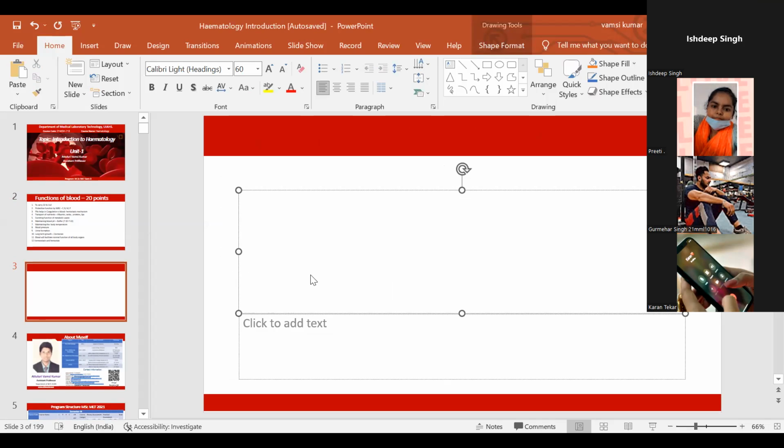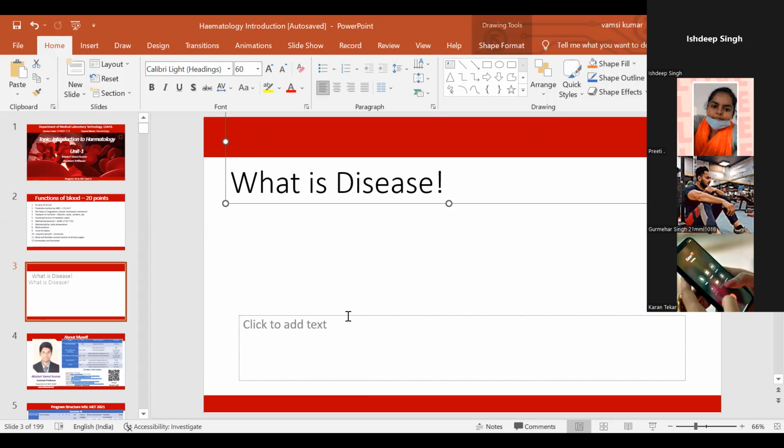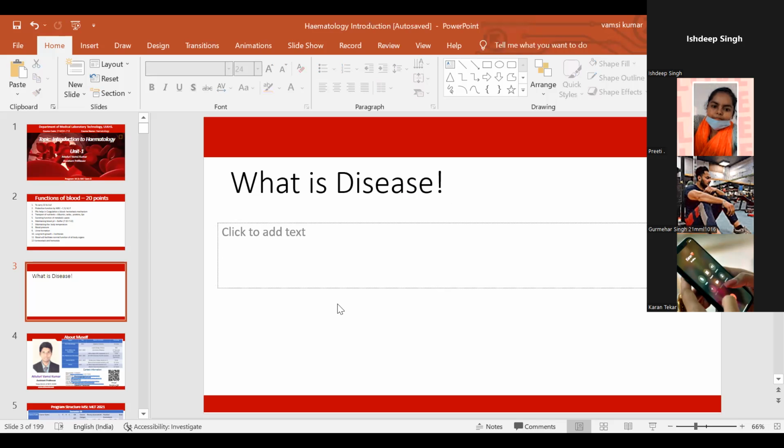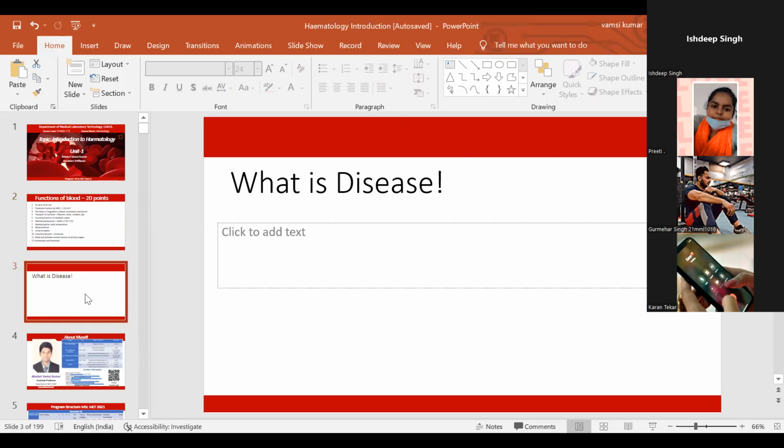Can anyone say what is the meaning of disease, students? D-I-S-E-A-S-E. What is disease? Can you define it for me? When we say someone has a disease, can you tell me what is disease? So my point is, alterations in homeostasis result in disease. Now tell me what is disease in your definitions.